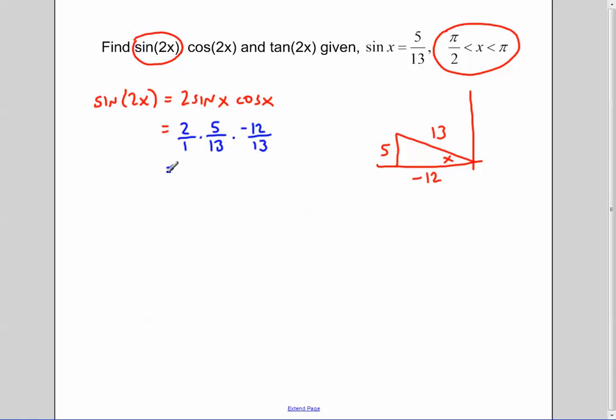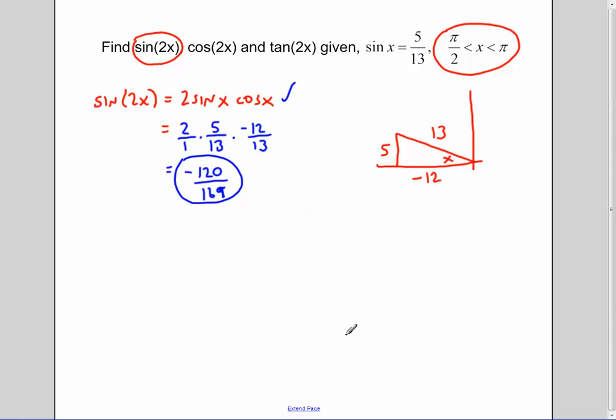Now remember, when we are multiplying fractions, we multiply straight across. So 2 times 5 times negative 12 is negative 120. And 1 times 13 times 13 is 169. Okay, that's it. That's my double angle for sine. So again, I just start with the formula, and then I use the ratios from the triangle that I drew, insert those into the formula, and clean it up.